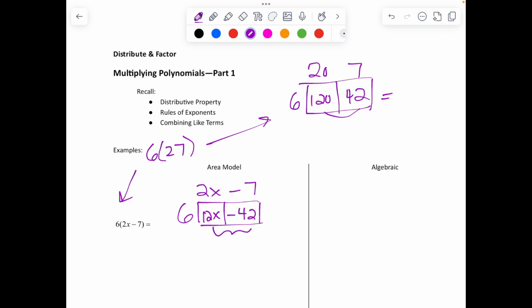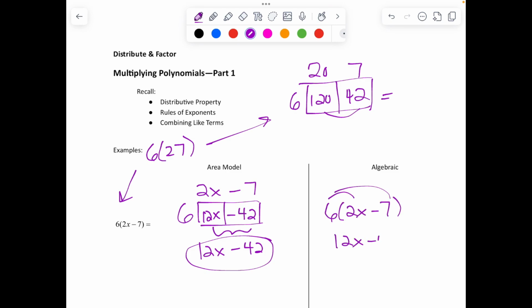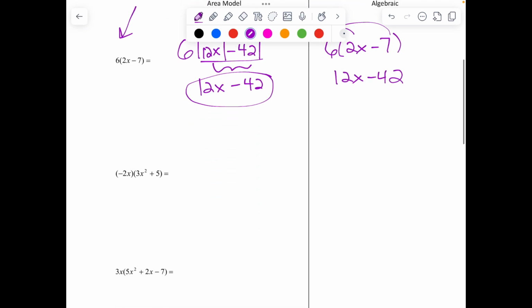Now, I would try to combine these, but I can't because they're not like terms. One's an x value, one's a variable, and one is a number. So we'd leave it like that. You might see this in algebra as just referred to as the distributive property. So I'm going to multiply those two quantities.